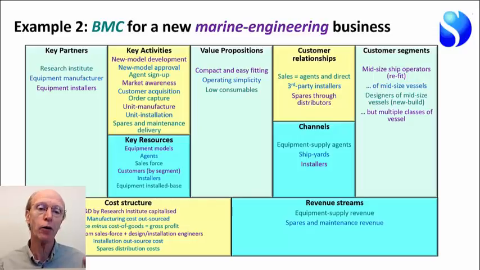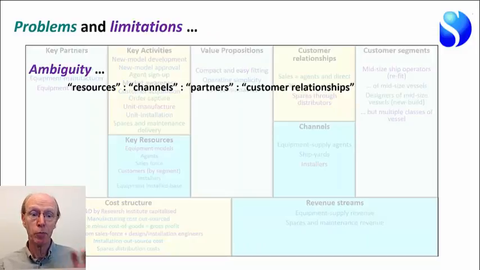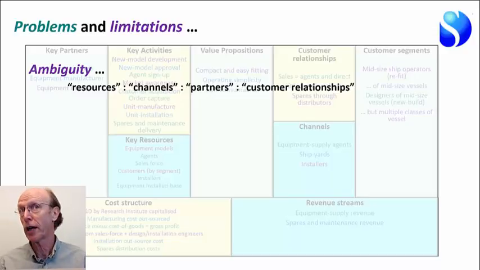So as I say, here are the problems and limitations with these descriptive, qualitative business models. They are ambiguous in their terminology. In the strategy dynamics method, channels, partners and customer relationships are all categories of resources, and you can see in the description of the marine engineering business that the installers actually featured, I think, in 3 or 4 different locations on the diagram. Well, they're listed, but so what?